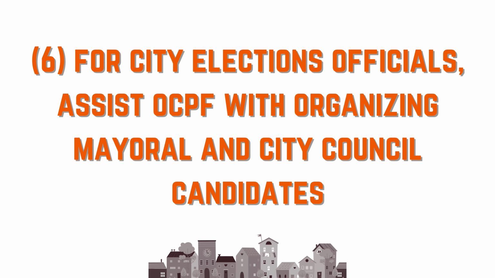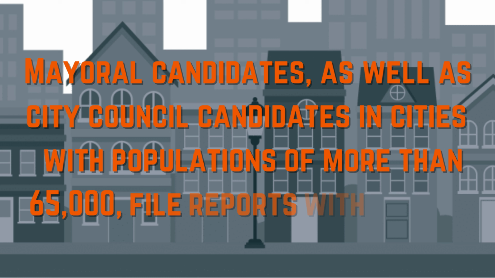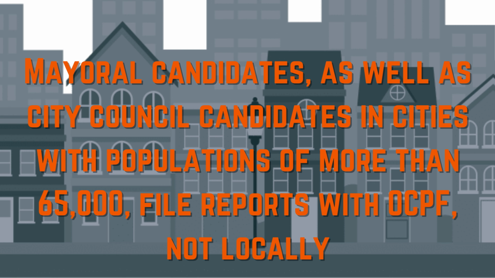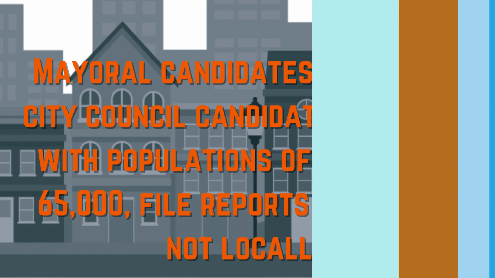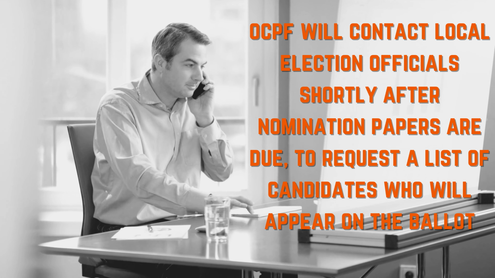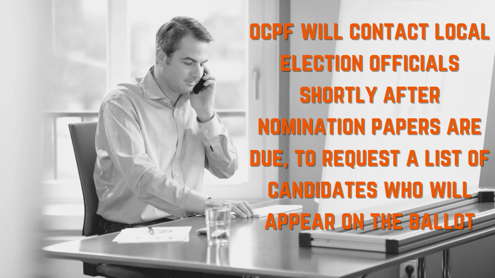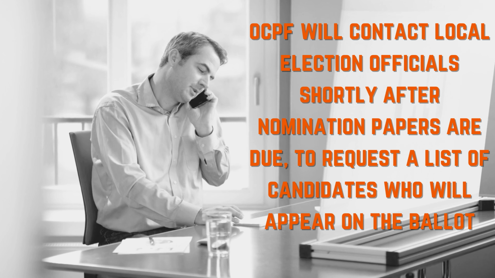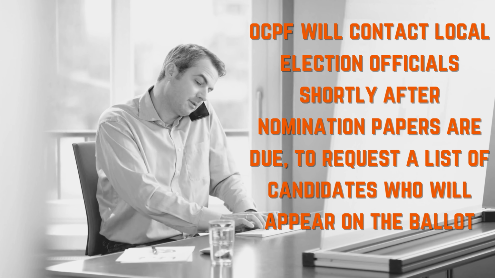For city elections officials, assist OCPF with organizing mayoral and city council candidates. Mayoral candidates, as well as city council candidates in cities with populations of more than 65,000, file reports with OCPF, not locally. OCPF will contact local election officials shortly after nomination papers are due, to request a list of candidates who will appear on the ballot.